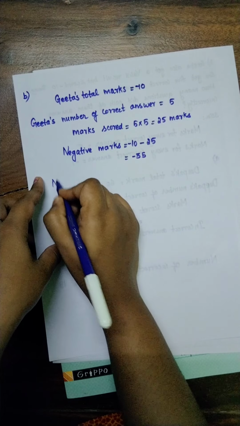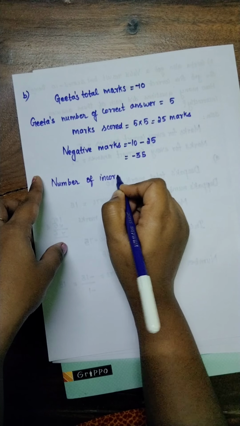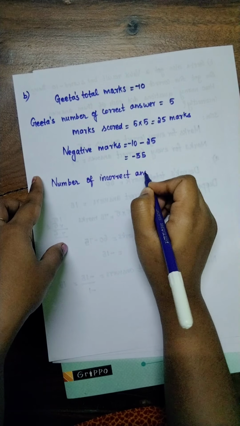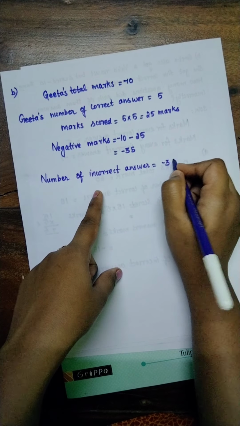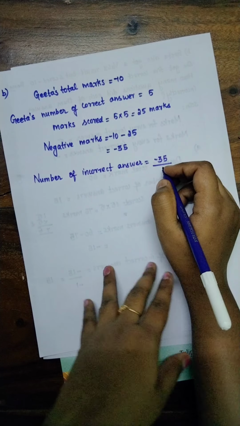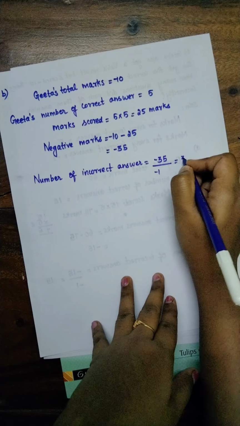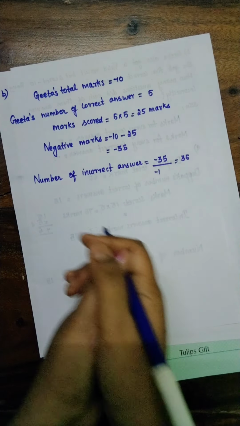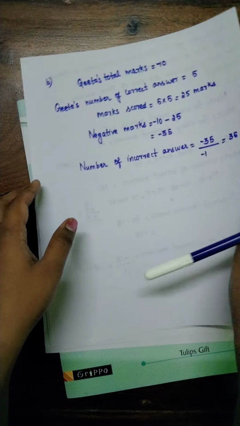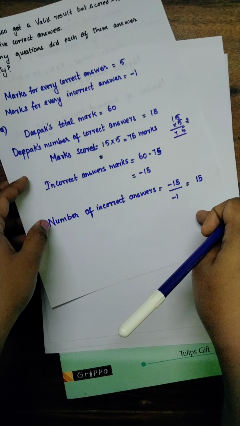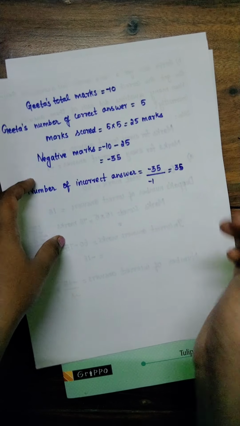So number of incorrect answers. How will you find the number of incorrect answers? Incorrect answers mark is equal to minus 35, right? So divided by marks reduced for every wrong answer. How many marks are they reducing? 1 mark. So minus 1. So the answer is 35. So Deepak and Geeta respectively answered 15 and 35 questions incorrectly. Deepak answered 15 questions incorrectly and Geeta answered 35 questions incorrectly.